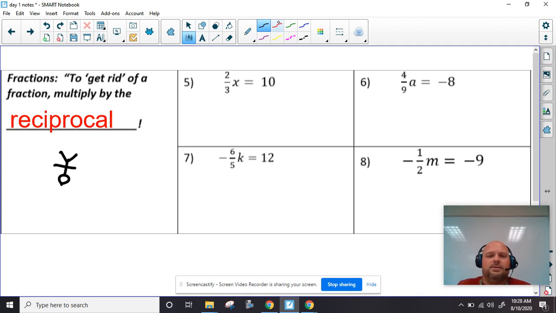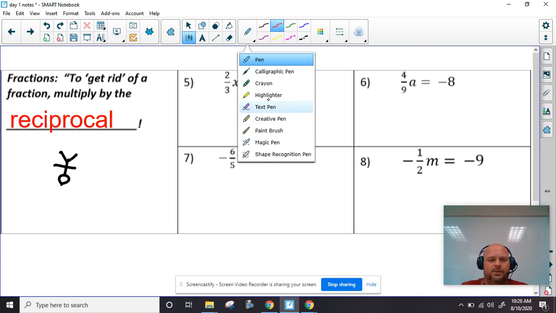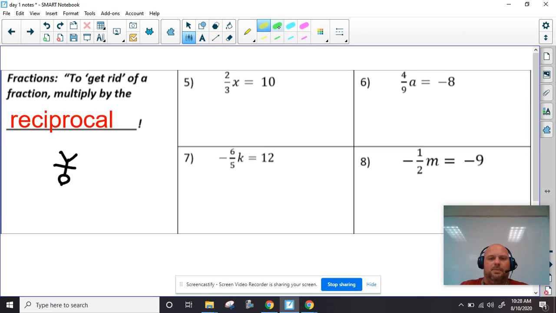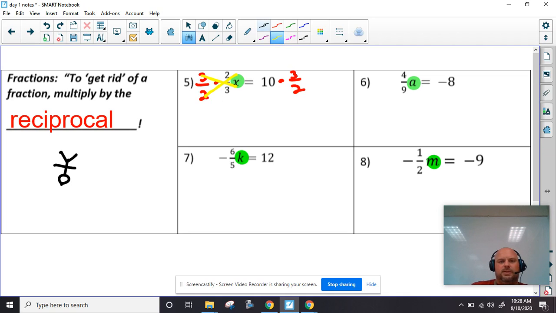Okay. So again, if you want to use your highlighter, I know I'm kind of cheating because I have all these cool tools, but this is not a bad thing. Some people do arrows or whatever, to each their own. Okay. Now, I've got to multiply by the flipped form. So I want to multiply by 3 over 2. Okay. Now, when I do this, yes, those cancel. I'm left with x.